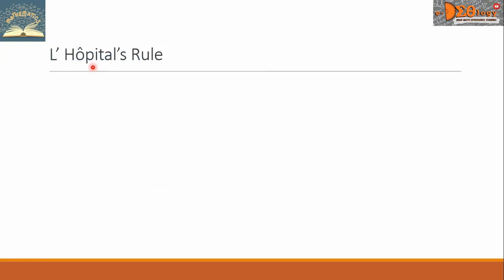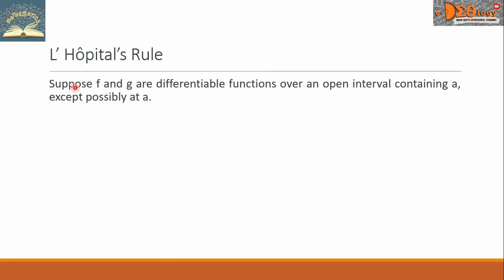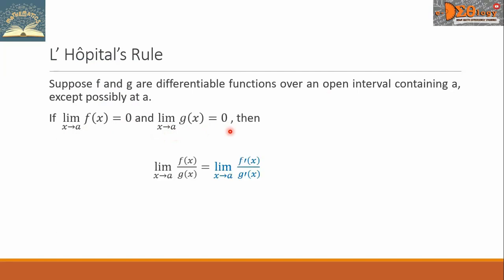Let's have the formal definition of L'Hôpital's rule. Suppose f and g are differentiable functions over an open interval containing a, except possibly at a. If the limit of f of x as x approaches a equals 0, and the limit of g of x as x approaches a equals 0, then the limit of f of x over g of x as x approaches a equals the limit of f prime of x over g prime of x as x approaches a. This formula is what we call L'Hôpital's rule.